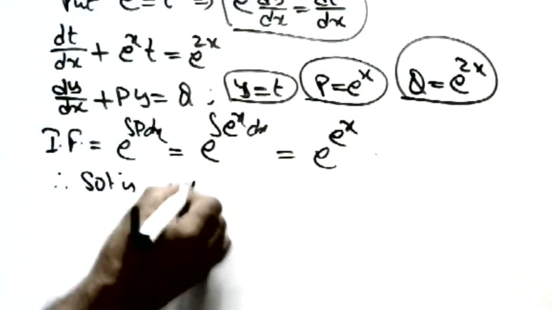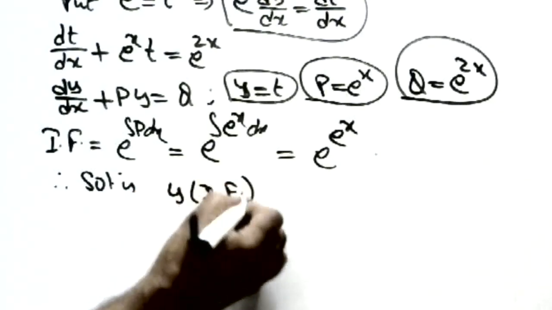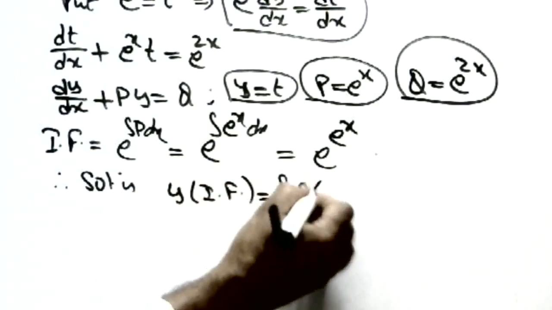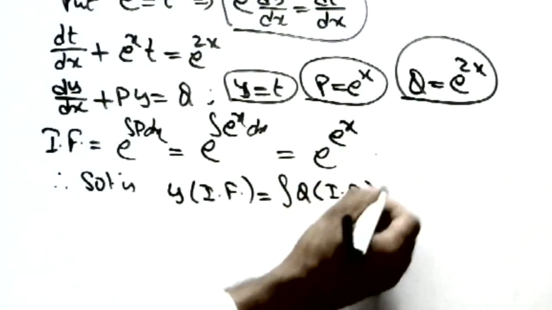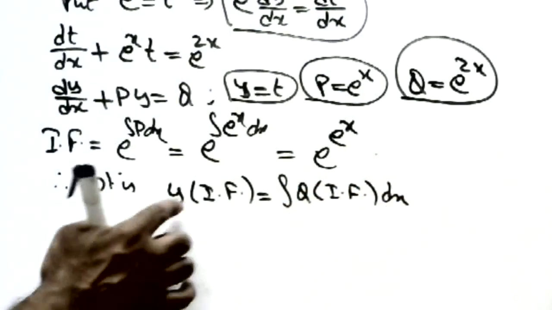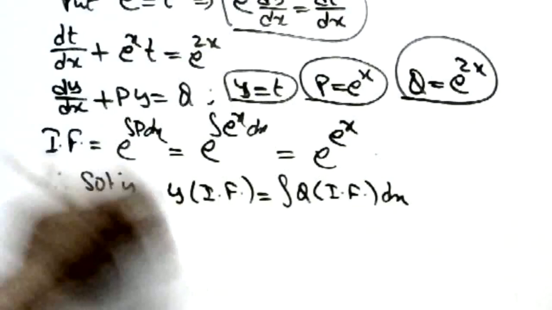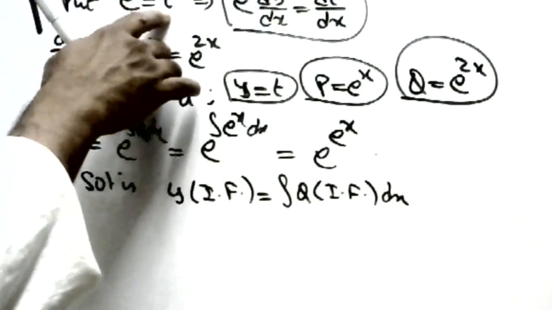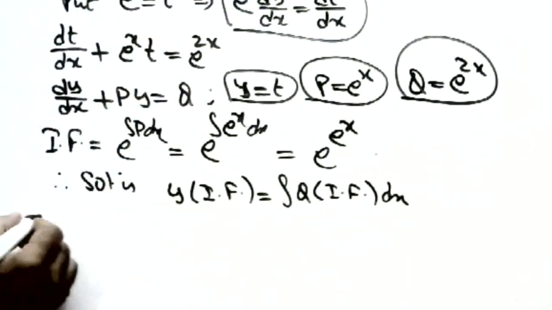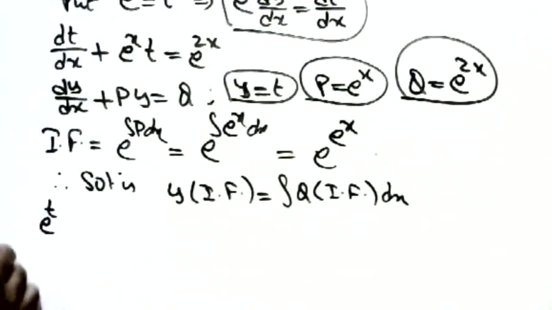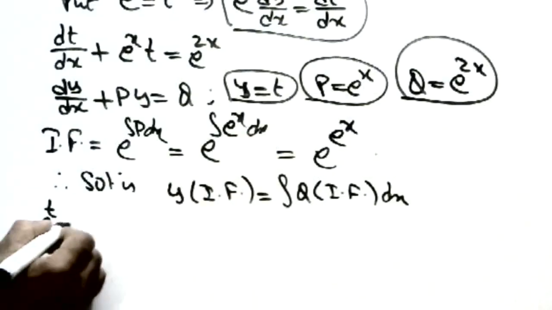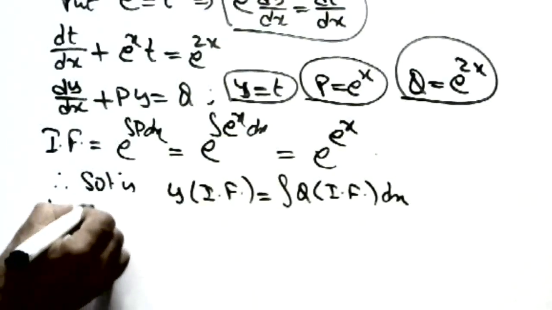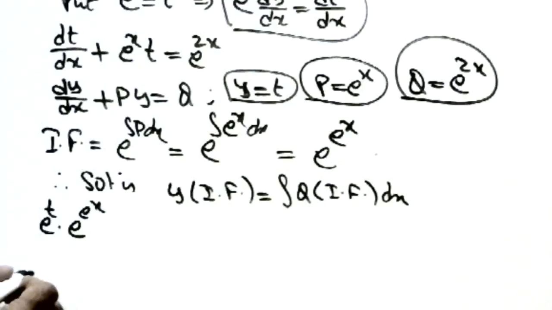Therefore, the solution is, what is the formula of the solution? y into integrating factor equals integration of q into integrating factor dx. In place of y, what is the value of y? In place of y, we write t. Integrating factor, we got the integrating factor as e to the power of e power x.